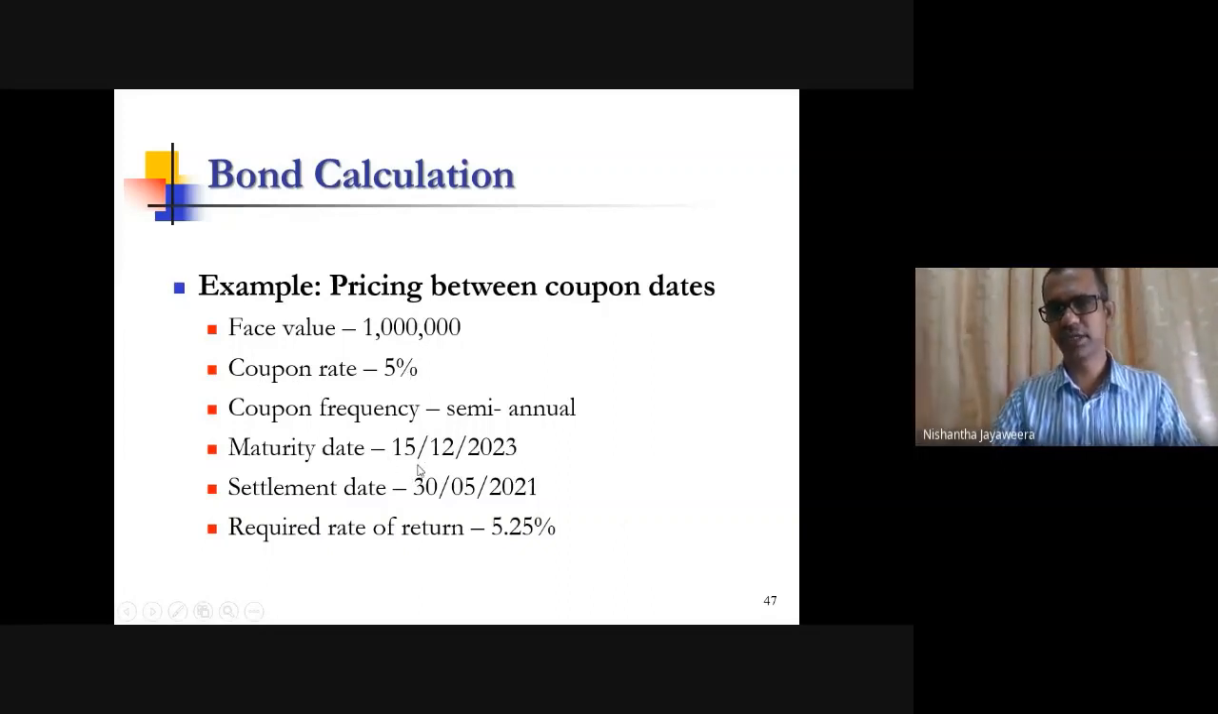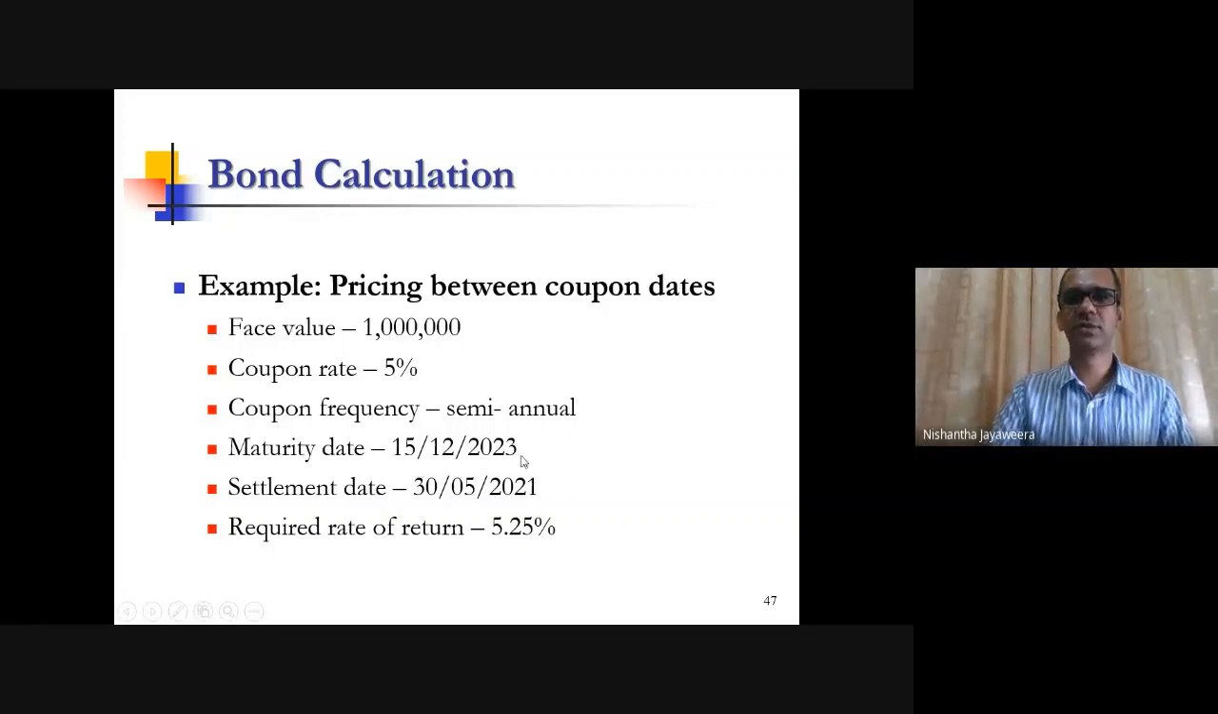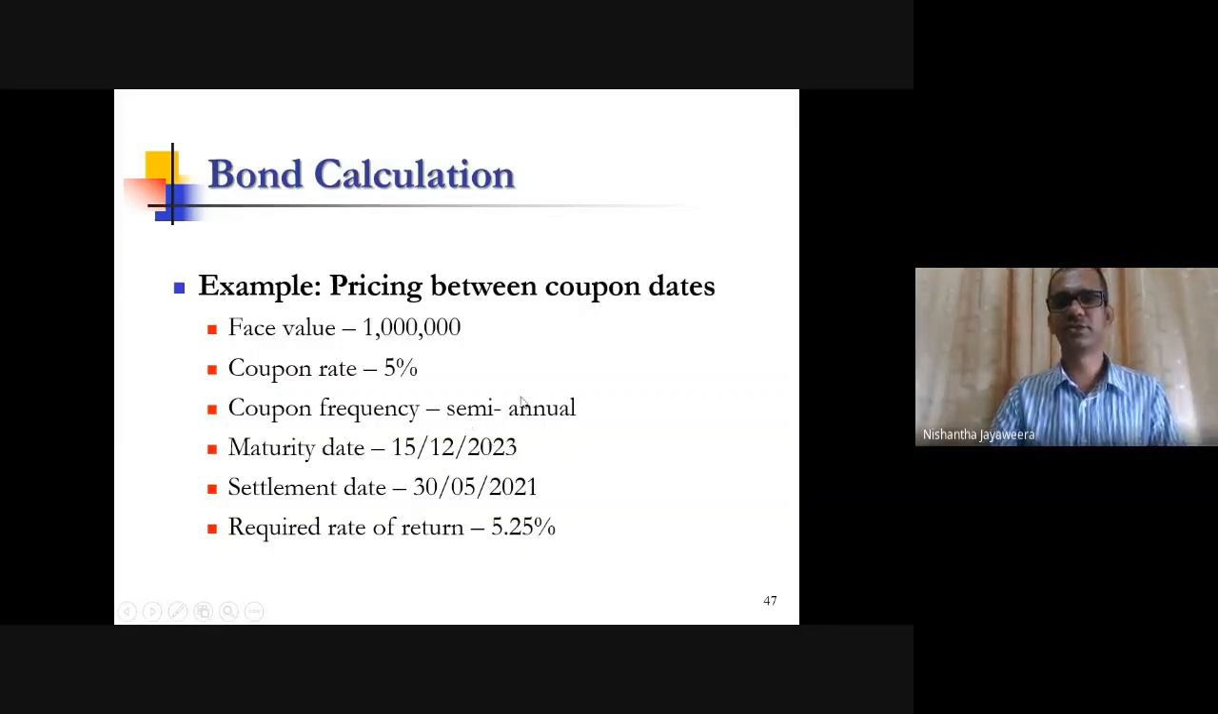Just to reduce the number of cash flows, I changed the maturity date to 2023. Others remain the same. Face value 1 million. Coupon rate 5%. Semi-annual coupon. Maturity date December 2023. And the settlement date is 30th May 2021. The required rate of return is 5.25.